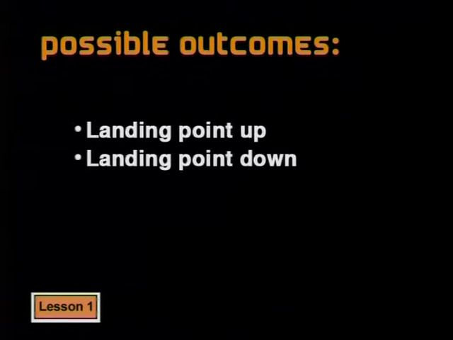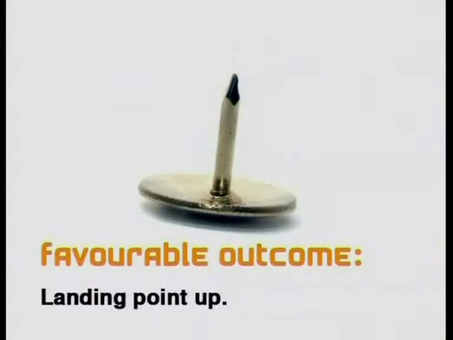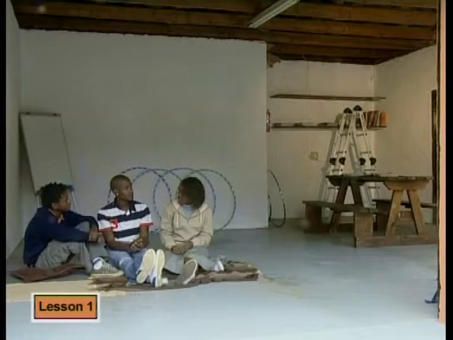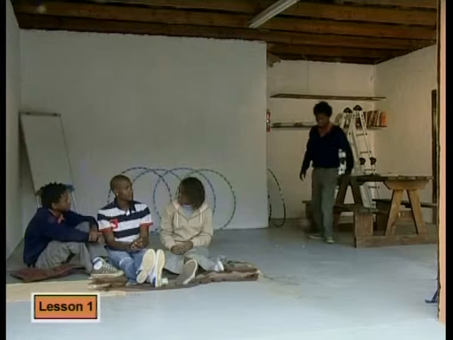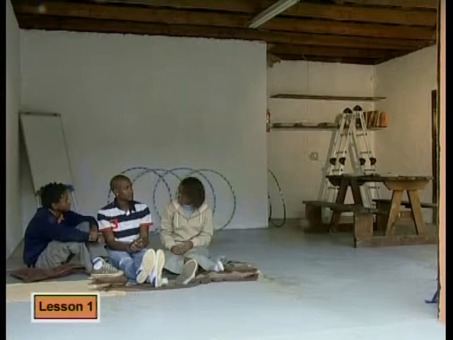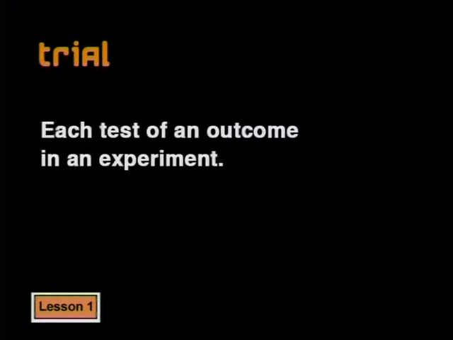Each of these two ways of landing is called a possible outcome. In this case, the drawing pin landing point up is called the favorable outcome because this is the outcome they want to find out about. To find out how often the favorable outcome occurs, they planned an experiment in which they actually dropped drawing pins. Each time they dropped a drawing pin to see what happens, they are testing for the possible outcome. Each of these tests is called a trial.